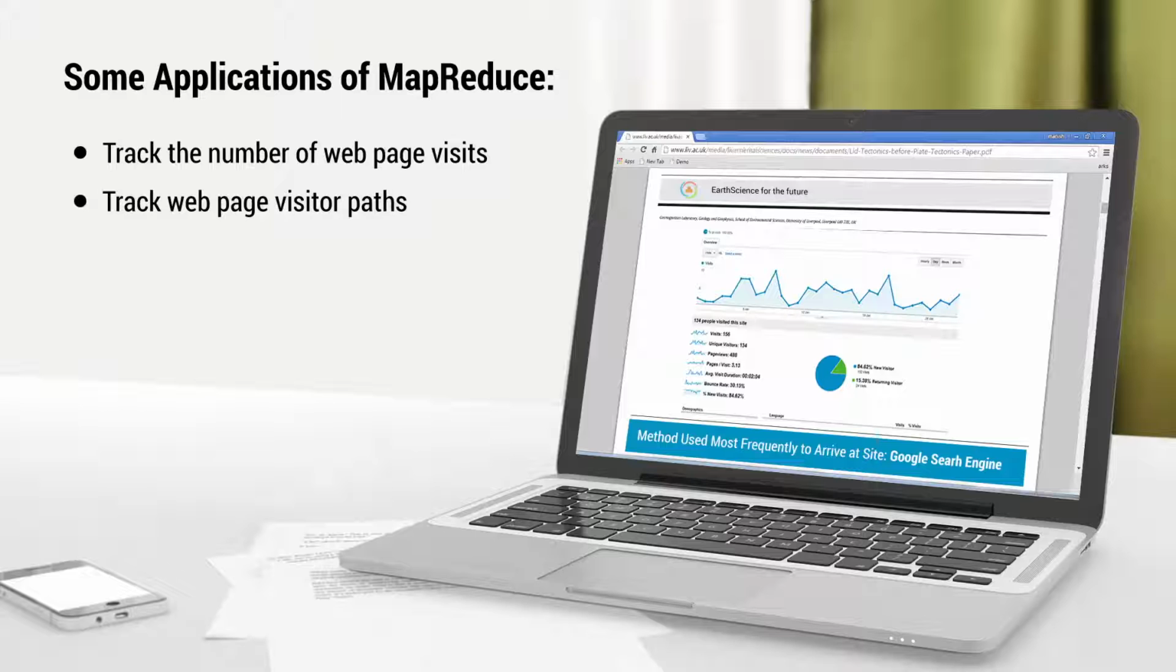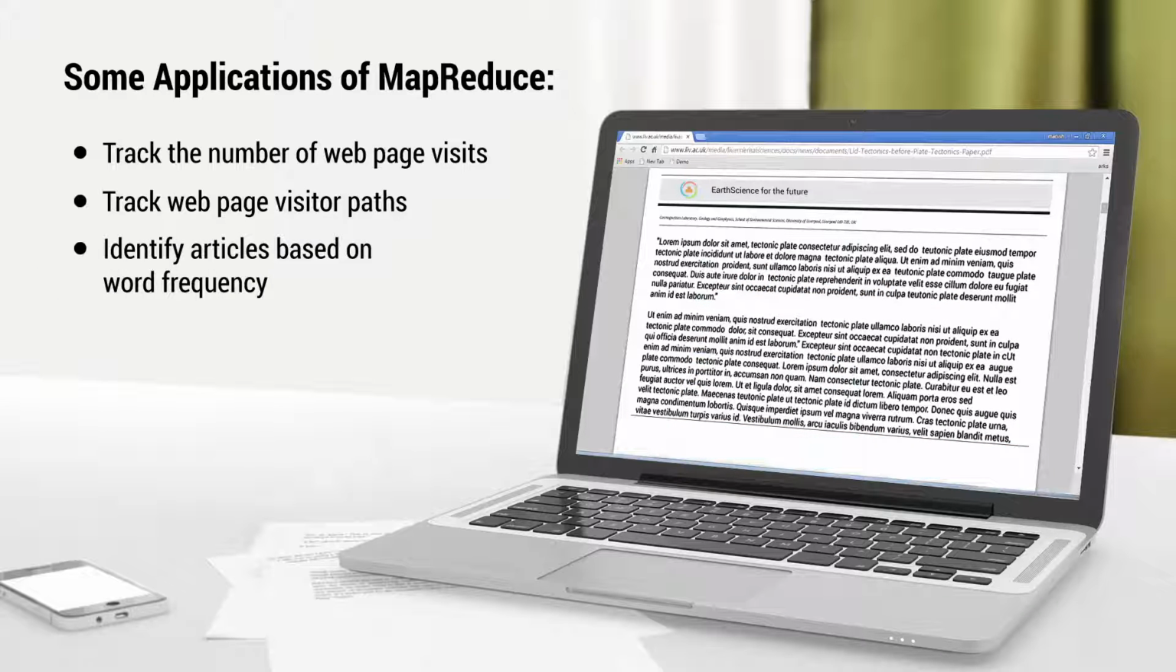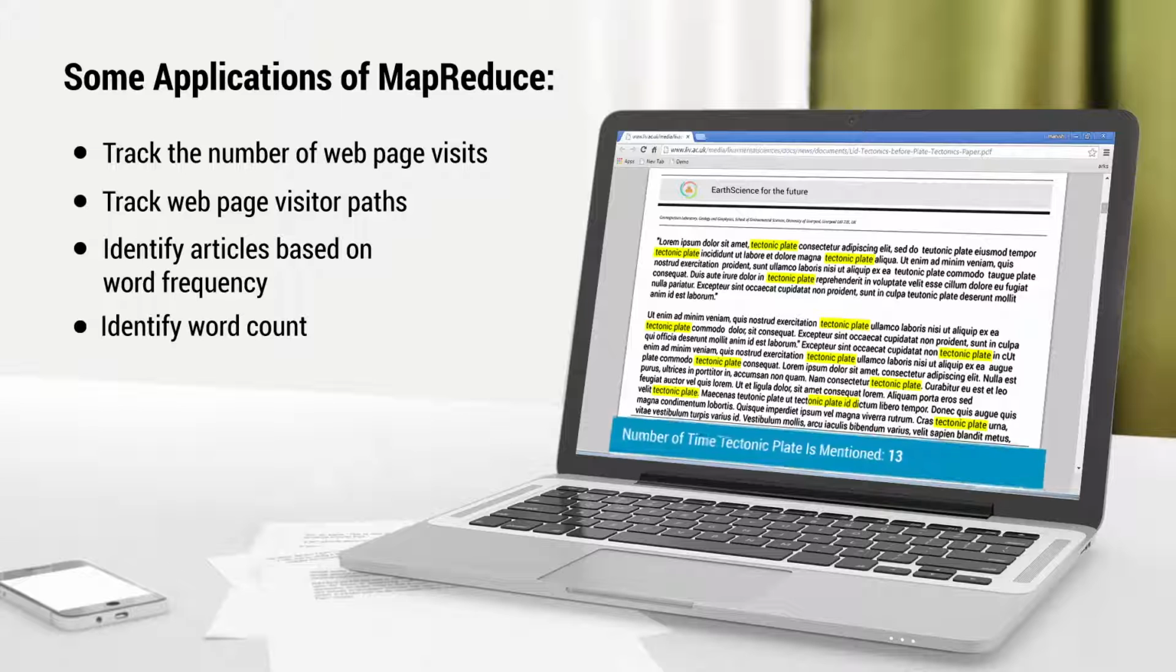Second, MapReduce can also be used to track how visitors arrive at a particular website, or the path taken by the visitor. Third, it can be used to locate articles containing a particular word that has been mentioned a certain number of times. For instance, it can be used to locate only those articles that mention the word tectonic plate more than 10 times. Lastly, another application for MapReduce is locating the number of times a particular word is mentioned, like finding the number of times celebrities talk about a current bestseller, for instance.